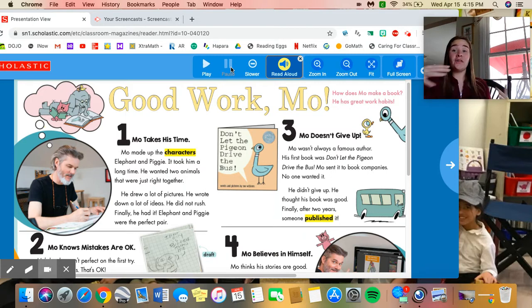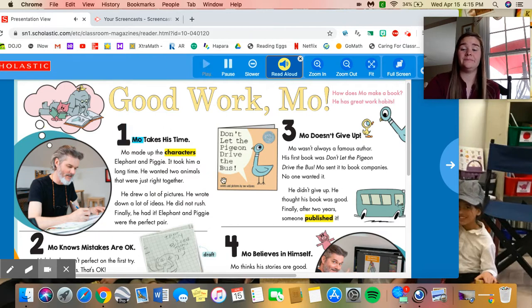So it just answered part of that question. It's going to tell us about the different work habits that Mo Willems has. We talk all the time in our classroom about what it means to be kind and to be a good, respectable person, and to be responsible and to be safe and to be smart and to be honest. So this article is going to tell us a couple of the qualities that Mo Willems has. And I want you to think about if you can use these qualities in your own life.